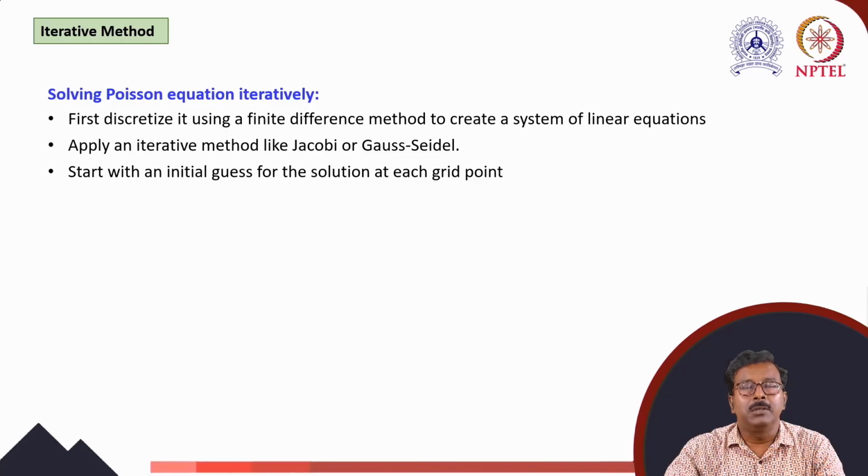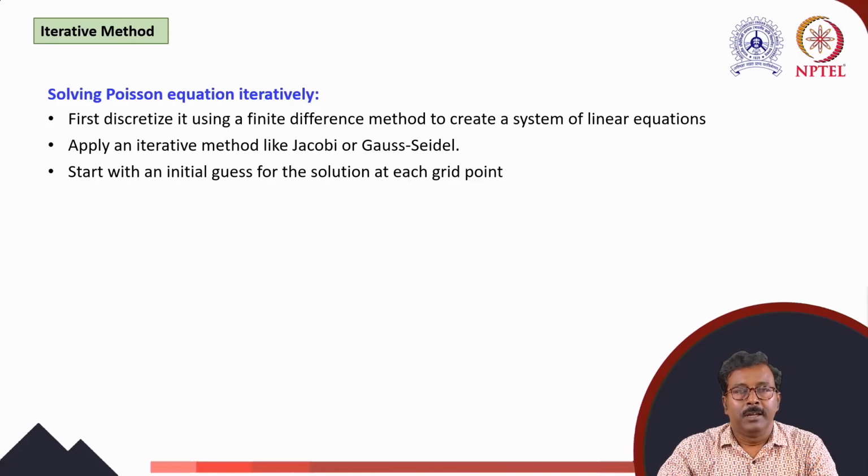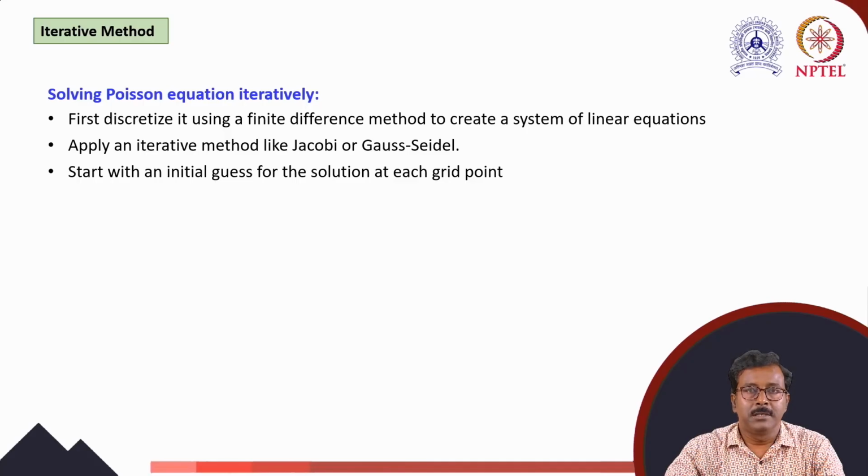We have to start with an initial guess for the solution at each grid point. If the boundary conditions are given for some grid points, that is, values at some grid points are given, we don't need to guess for those nodes. But for the nodes which are not related to the boundary condition, where values are not given, we have to have an initial guess.